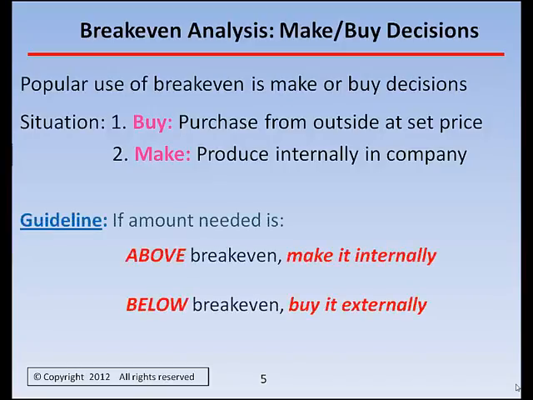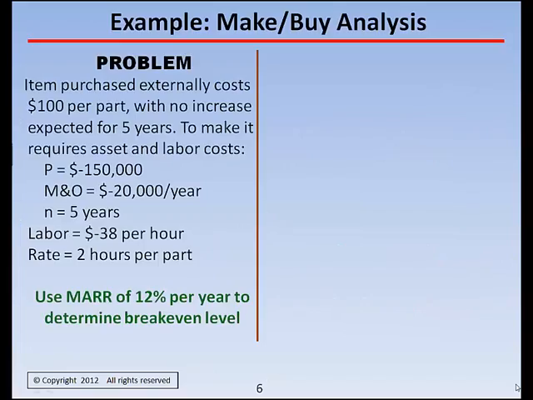In make-buy decisions, the selection guideline is shown here. If the required level of the item is above the break-even point, make it in-house or internally. If it is below, buy it externally. That is, select the buy decision. It is time for our example.